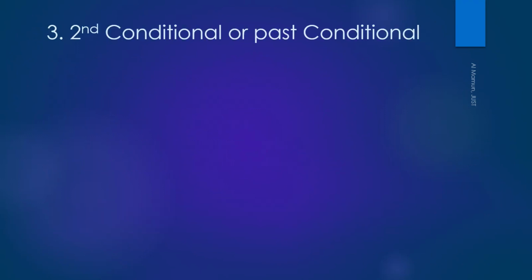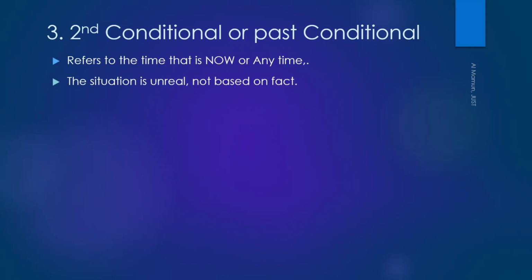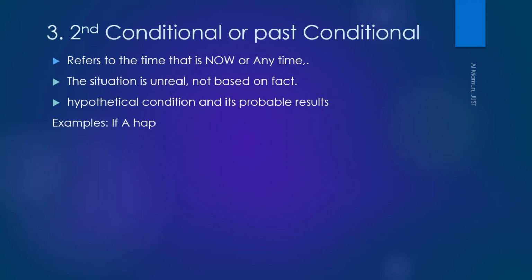Second conditional or past conditional, it refers to the time that is now or any time. The situation is unreal, not based on fact. In the first clause, you have a hypothetical condition that is not real, but it would have happened, and the second clause has a probable result of the first hypothetical unreal condition. Example: if A happened, B would happen.